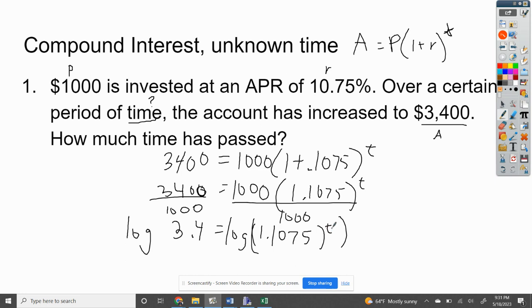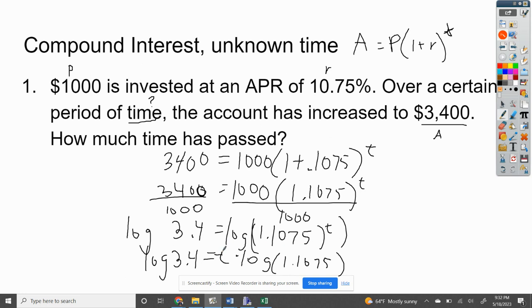And on the right side, we can use our property that's an exponent property. It says if we have the logarithm of something to a power, the power can go out front. So we're going to bring that power out front. I'm running out of room here. So this side is T times the logarithm of this number, 1.1075. And this number on the left is something I could take my calculator, type log 3.4 and write down what it is. But for now, I'm just going to leave it as log of 3.4, so that when I get to the end here, I'm only really going to have one step to figure out what T is on my calculator.